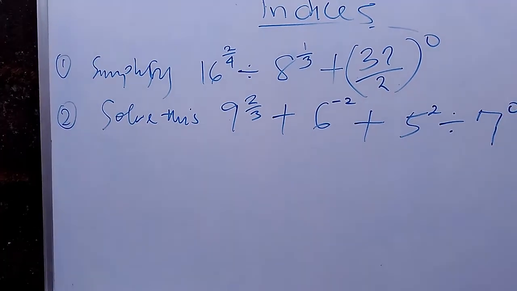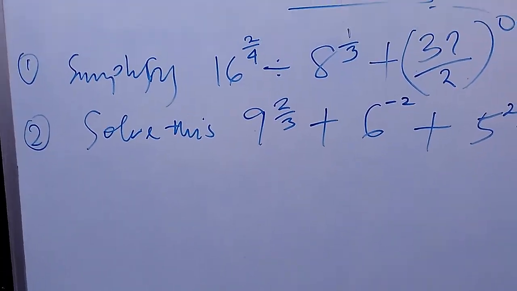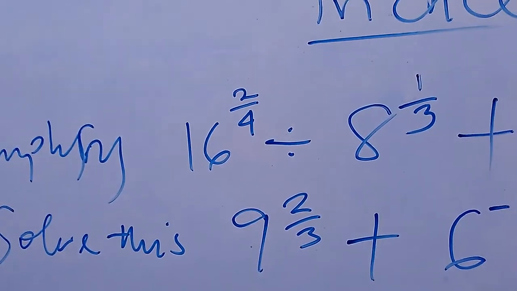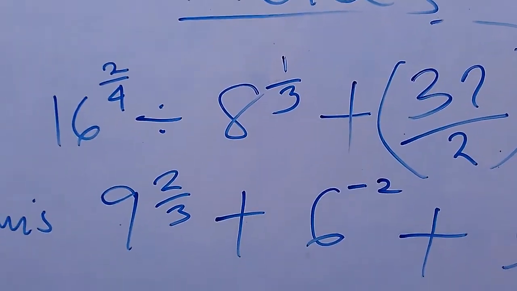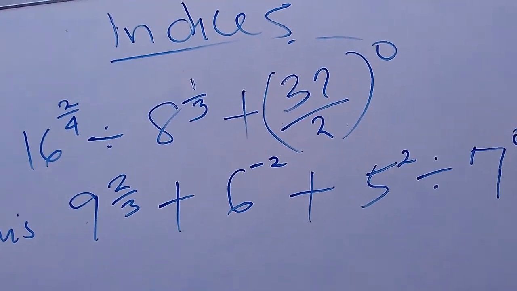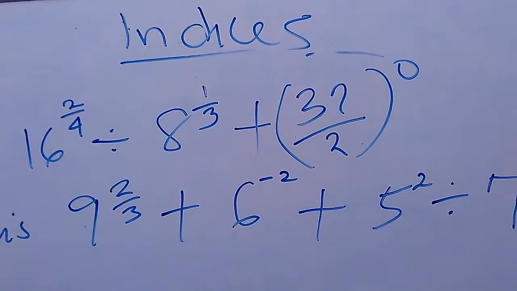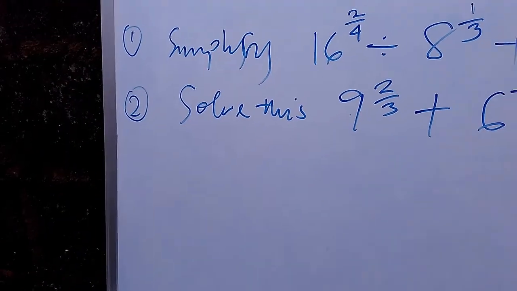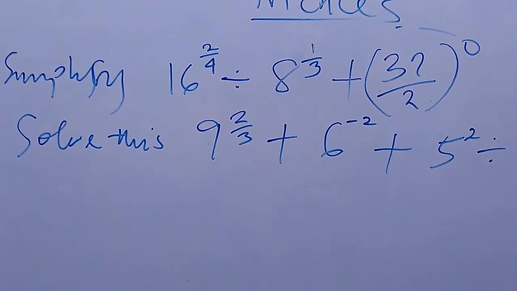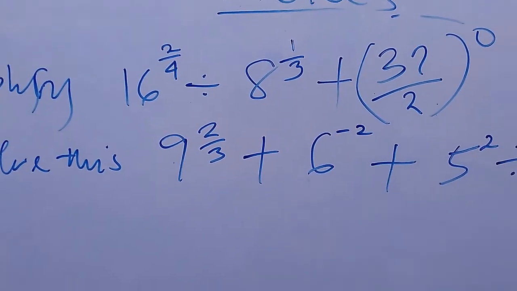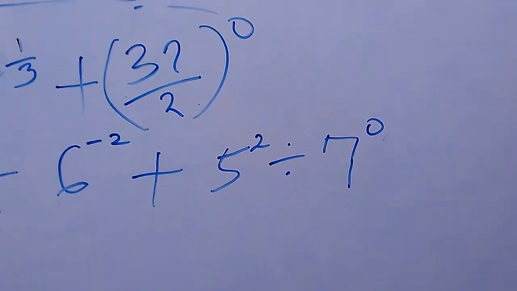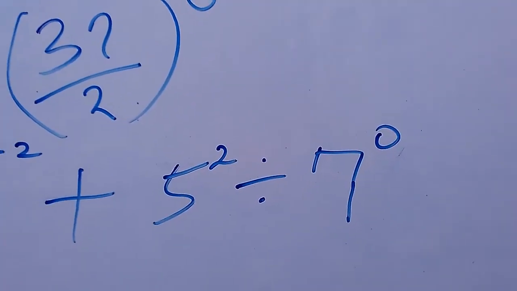Okay, we will now simplify this. Example 1, simplify 16 raised to the power 2 all over 4, divided by 8 raised to the power 1 all over 3, plus 37 all over 2 raised to the power 0. Example 2, solve this: 9 raised to the power 2 all over 3, plus 6 raised to the power minus 2, plus 5 raised to the power 2 divided by 7 raised to the power 0.